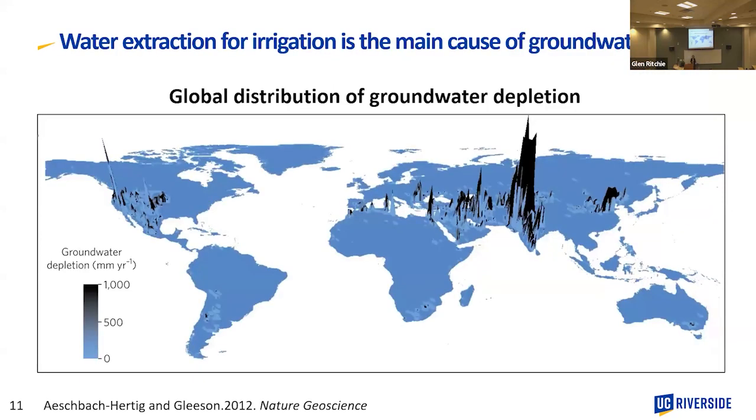There was a study published in Nature Geoscience in 2012 that tried to map the global distribution of groundwater depletion around the globe. And as you can see, the majority of the areas where we observe groundwater depletion coincide with major agricultural regions around the globe. And indeed, they said water extraction for irrigation is the major cause of groundwater depletion. And of course, California and Texas are also highlighted in this map too.